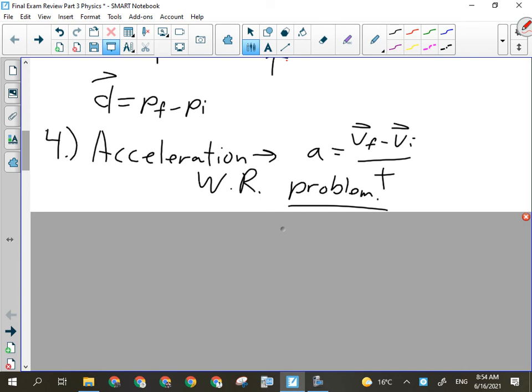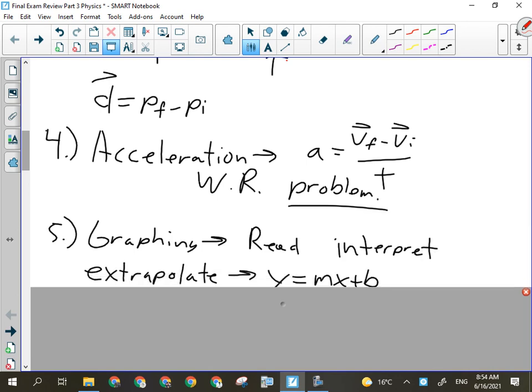How do I know if an object is accelerating on a position versus time graph? What will it look like? Not on a position time, on a velocity time there'll be a slant. What will it look like on a position time? It's curved, right? Because the amount of distance traveled every time interval is increasing because it's going faster. So it gives us a curve. Be able to recognize and understand that, the nature of acceleration.